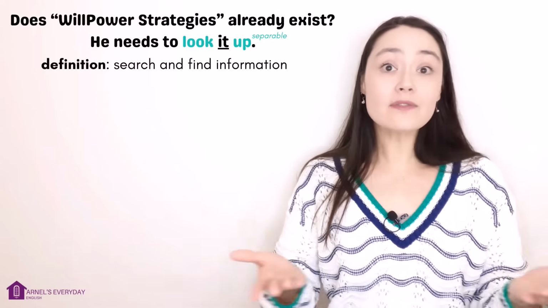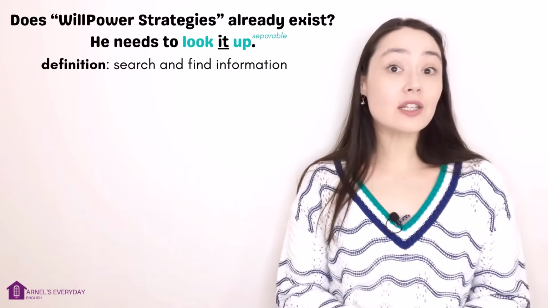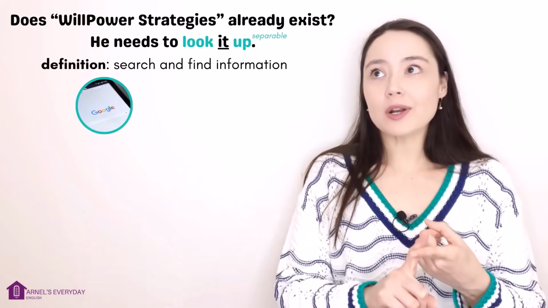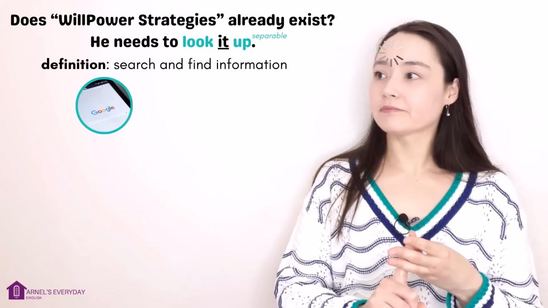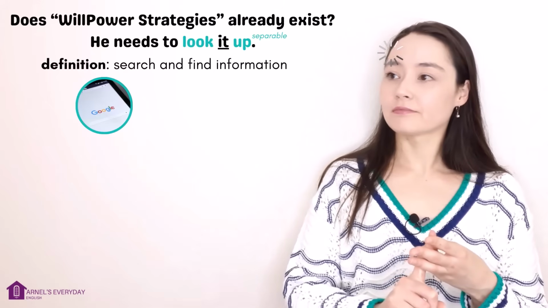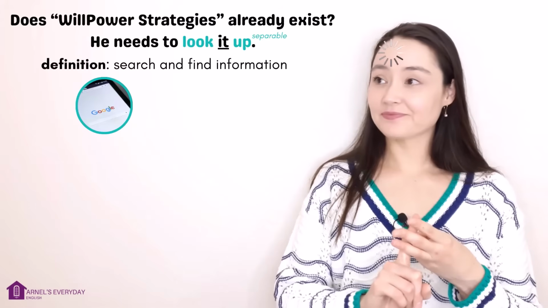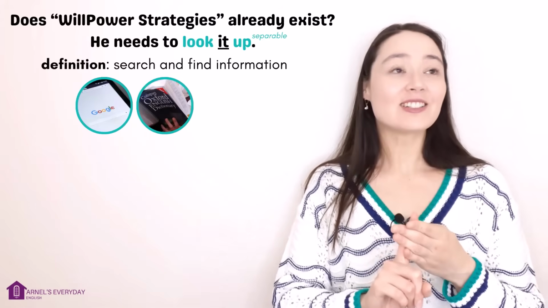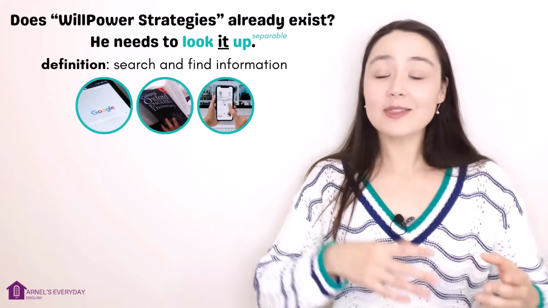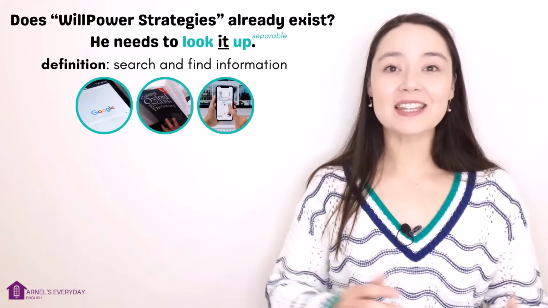How do you look up information? Well, you can use Google or another search engine like YouTube. You can use a dictionary. You can look on a website. Those are all different ways you can look up information.